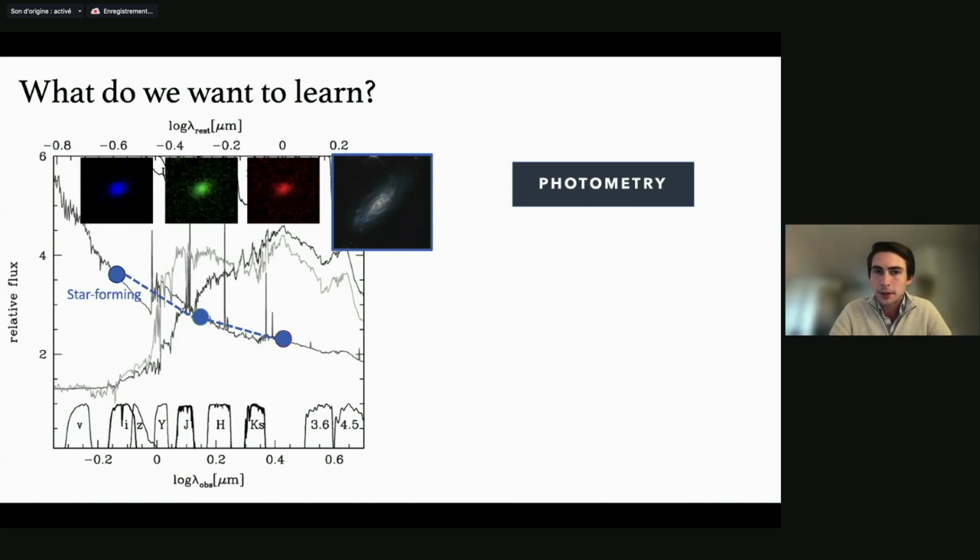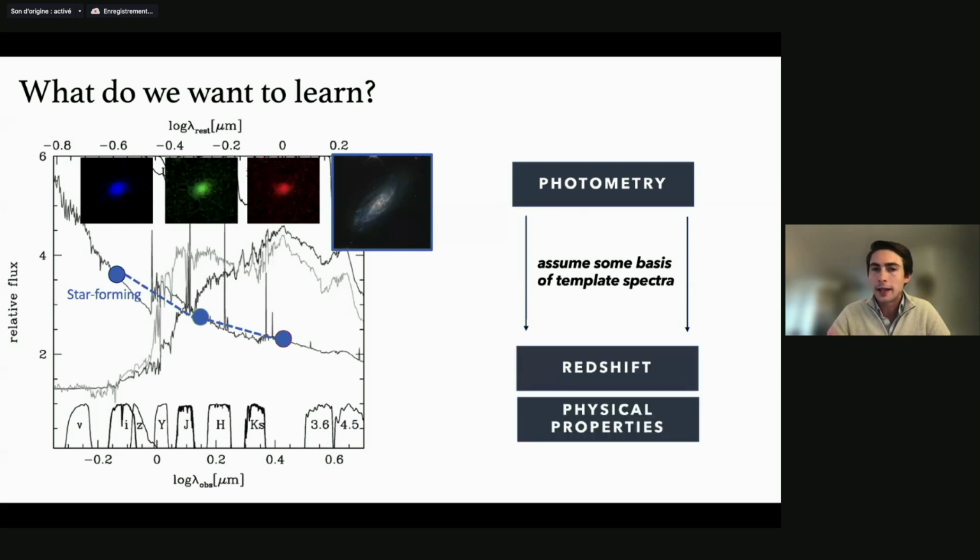And so now, how can we begin to learn about these high redshift galaxies? This has been mentioned plenty of times here, but I just want to remind folks, these are our photometric redshifts, right? We take our photometry, we assume some basis of template spectra or some spectral library, and out comes redshift and physical properties, or an estimate thereof. What I mean by that is we have our star-forming galaxy here, let's say its distant cousin. We see it in 3 bands. Those bands trace out a star-forming spectrum like this, and we can get some idea of its rest frame properties.